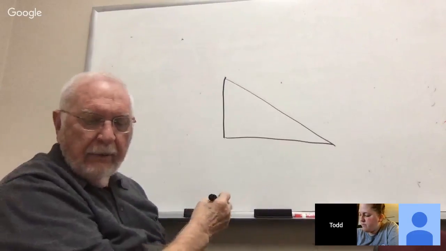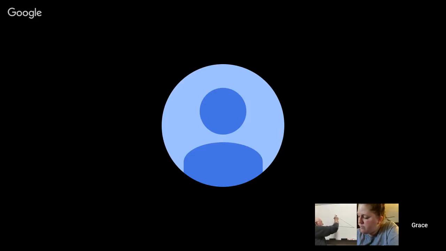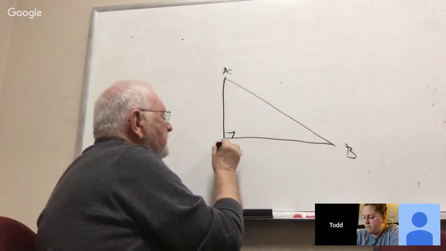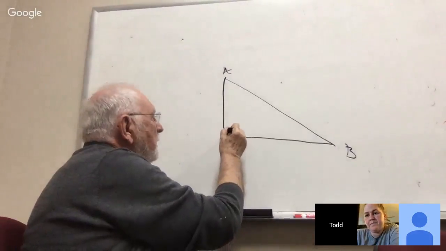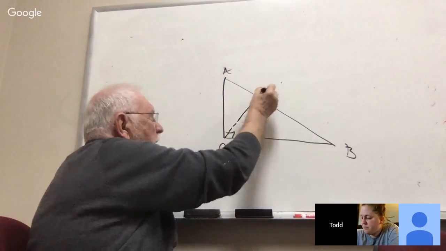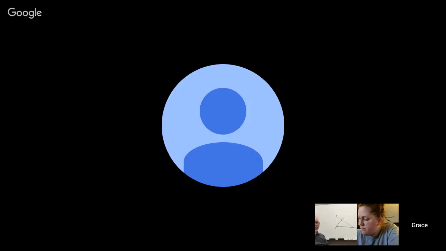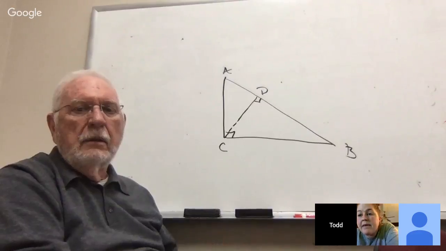Okay, so we know this is a right triangle, and this is B and C. All right. Now I draw an altitude up here and call it D. So we know that that's the right angle. All right. Are we good? Yes, we're good.